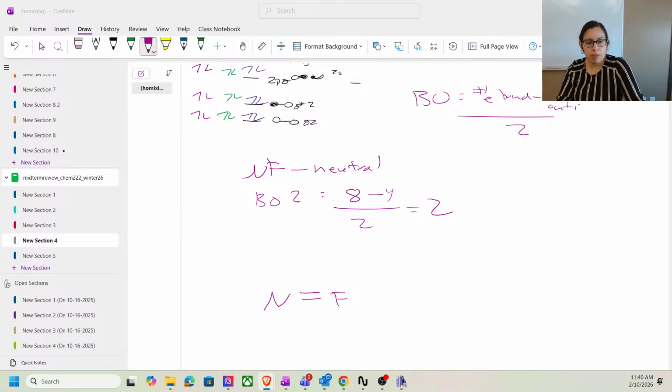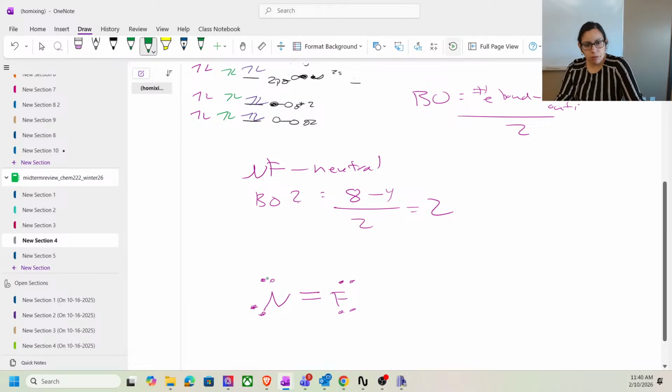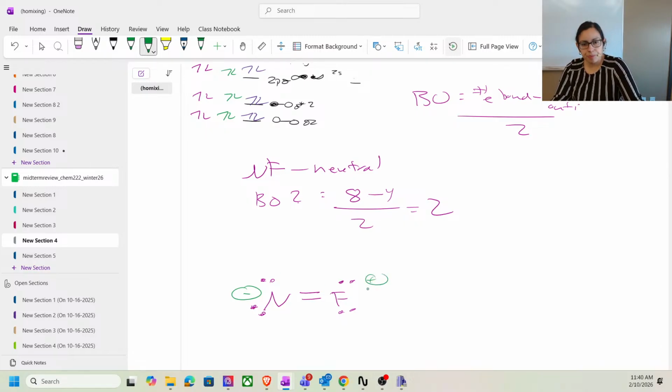So we need to put 12 electrons. So 1, 2, 3, 4, 5, 6, 7, 8, 9, 10, 11, 12, I believe, is how that goes. And then obviously that's unusual since we have 1, 2, 3, 4, 5, 6 there. So that gives us negative on our nitrogen. 1, 2, 3, 4, 5, 6. So formal charge positive on fluorine. So you can see that also is going to make it unstable. So it's a short-lived species, but kind of cool.